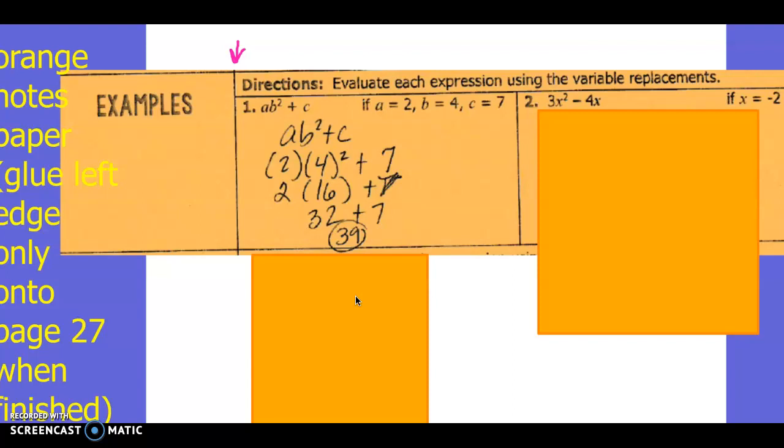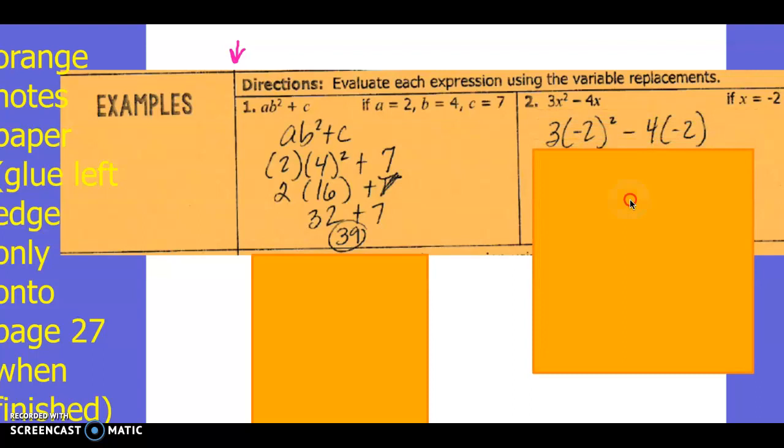For my next example, number 2, 3x squared minus 4x, I want to evaluate that when x is negative 2. We have to be really careful when we have negatives, and this is where the parentheses are going to help prevent you from making a mistake. So I'm going to put parentheses every place I see an x, and inside of them, I'm going to put in a negative 2. So it will look like this. Notice all I did was take the x's out and put in parentheses a negative 2 in place of that. Now I need to follow my order of operations.